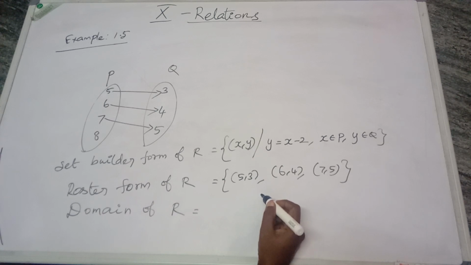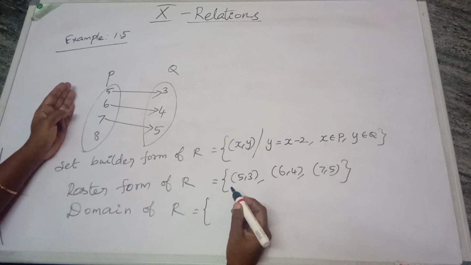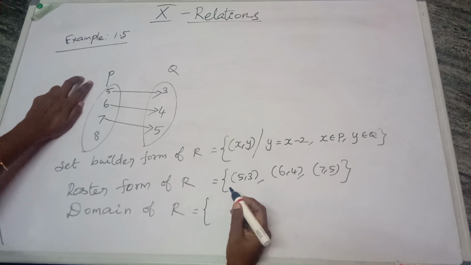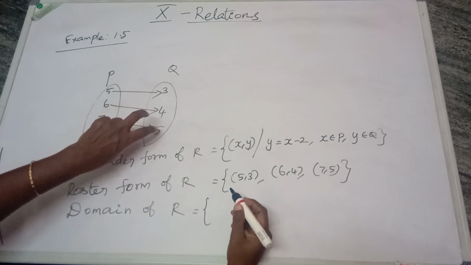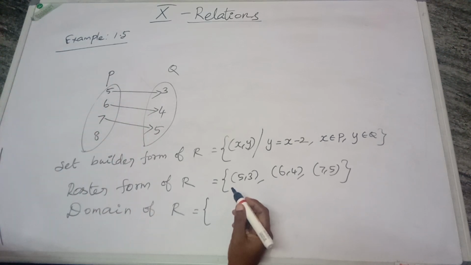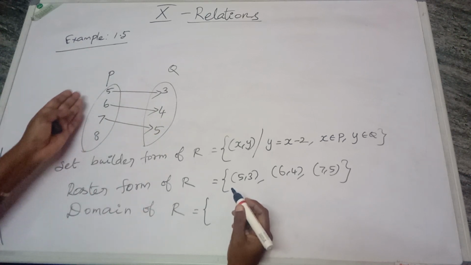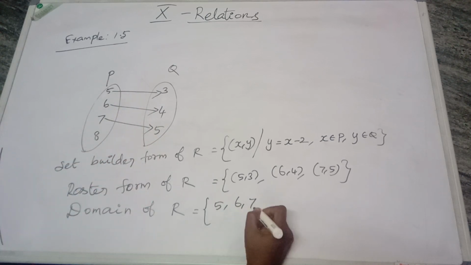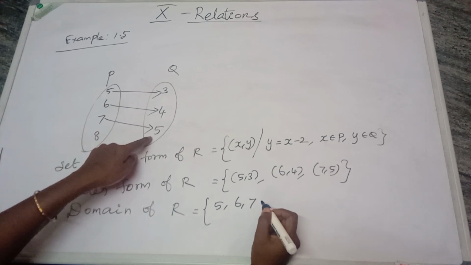Then the domain of R. How do we write the domain of R? Domain means not the collection of all the elements in the first set, but the elements which are related to the second set. The collection of the elements which are related to the second set is called the domain of R. So what are the elements related to the second set? It is 5, 6, 7. We can't write 8 here because this 8 is not related to any element in the second set.